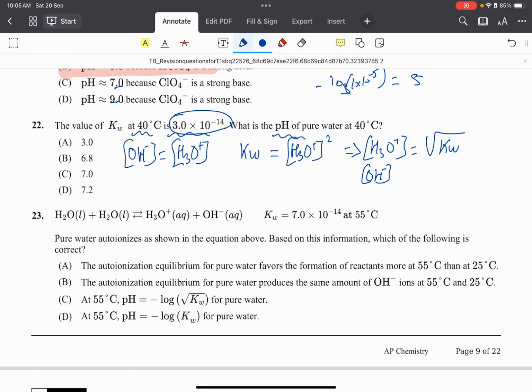So I'm going to do it. Square root of 3.4 times 10 to the negative 14. Here's the answer. And then minus log that answer to find the pH, 6.8. So once you get the value of H3O plus, you're going to say minus log the calculated value of H3O plus.